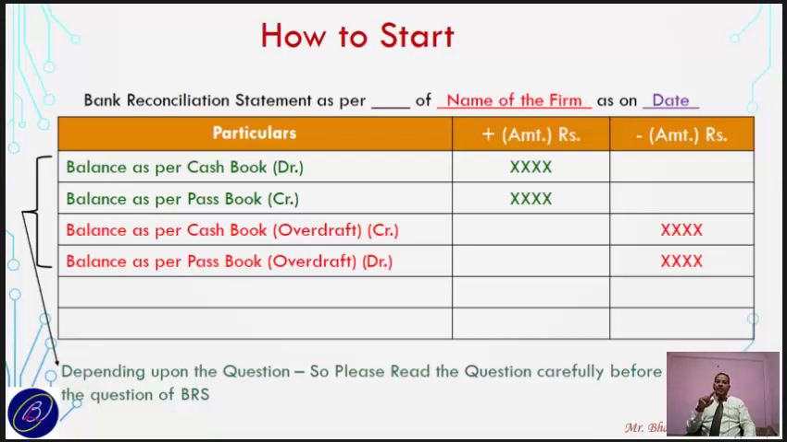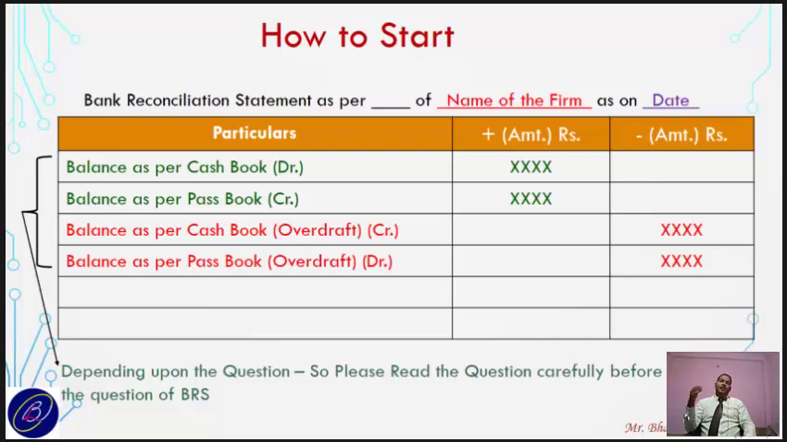Next is that three columns are there. First column represents the particulars. Second one is the plus amount rupees column. Instead of rupees, you can also use dollars if you are calculating or using the figures in dollars. Okay. And the next one is the minus amount column.